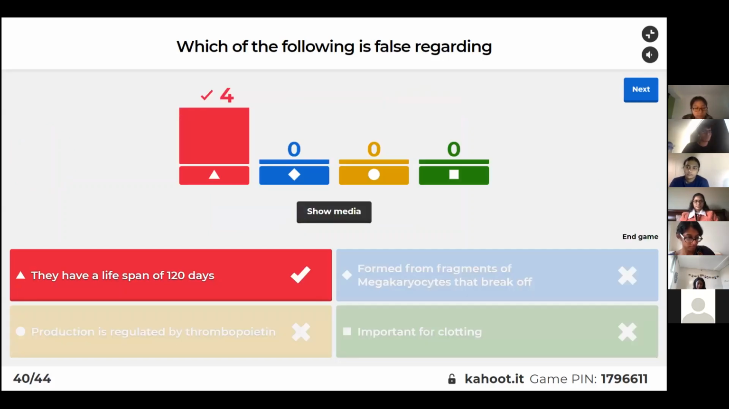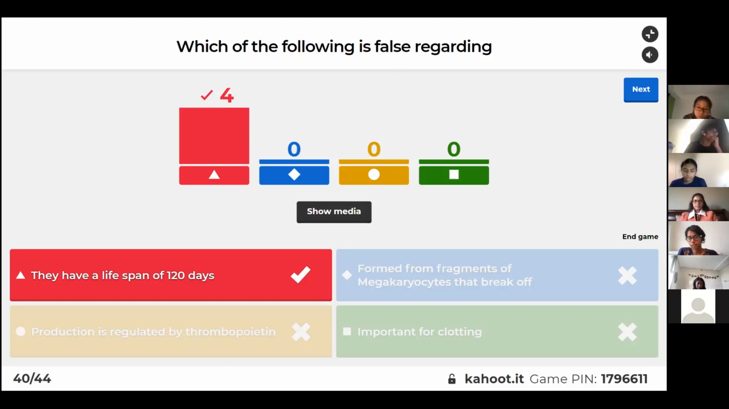Excellent. So the lifespan of thrombocytes is 10 days. The lifespan of red blood cells is 120 days. Thrombocytes are formed from breaking off megakaryocytes, and they're really important when it comes to clotting. Similar to how erythrocytes are regulated by erythropoietin, thrombocytes are regulated by thrombopoietin.